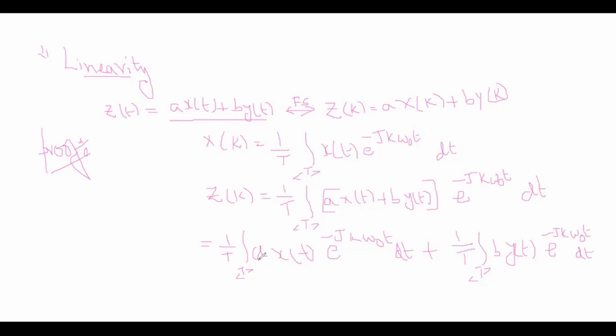Alright. So here a is a constant and b is also a constant. You can write it as a into 1 by T as a multiplication factor, integral over T x of t e power minus j k omega naught t dt, plus b into, here I am taking b as a common, b multiplied with 1 by T integral over T y of t e power minus j k omega naught t dt.